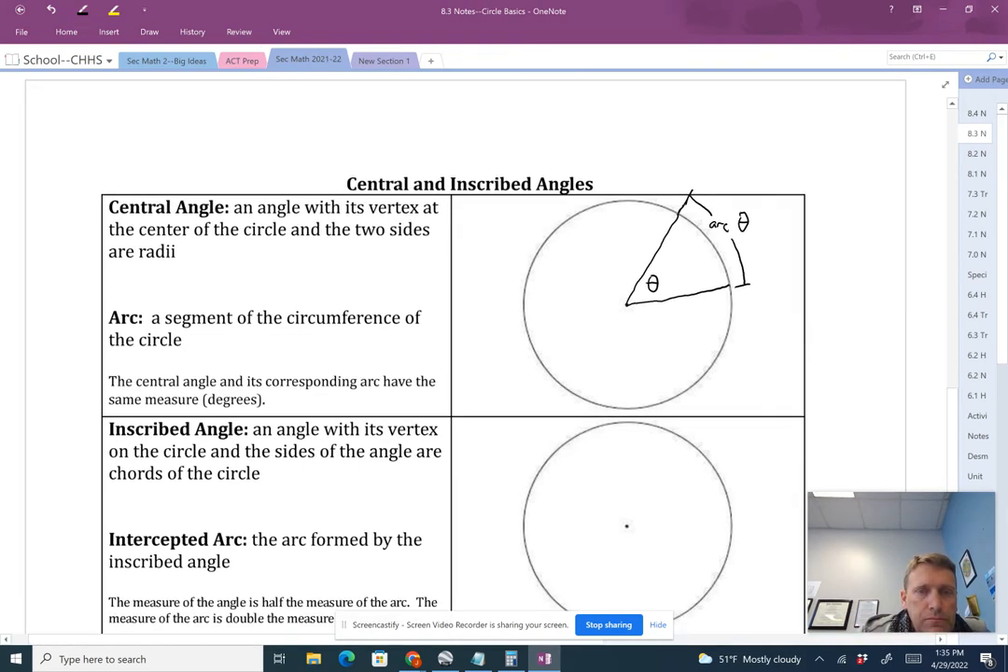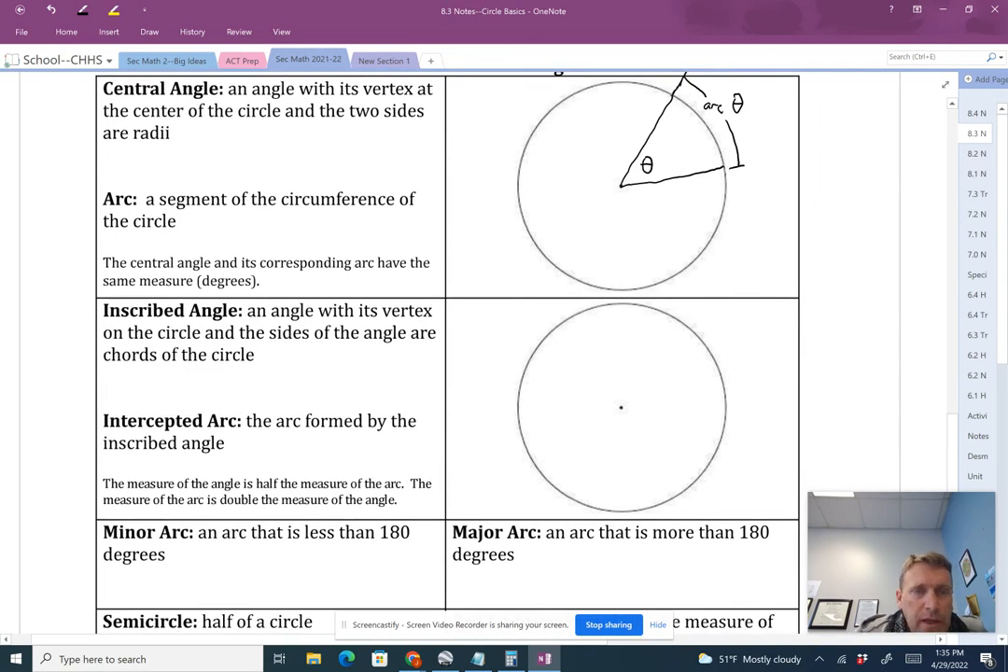So, inscribed angle. An inscribed angle is an angle with its vertex on the circle, and the sides of the angle are chords of the circle. So it might look something like that. And that would be the inscribed angle. Its intercepted arc is the arc formed by the inscribed angle. So this time, if the angle of the inscribed angle is theta, the measure of that angle is theta.